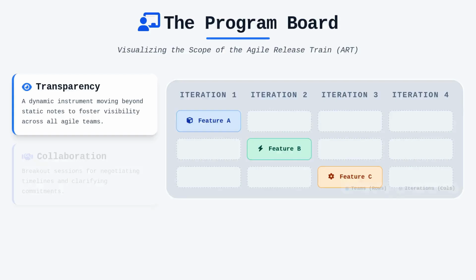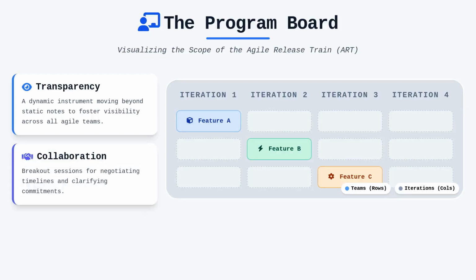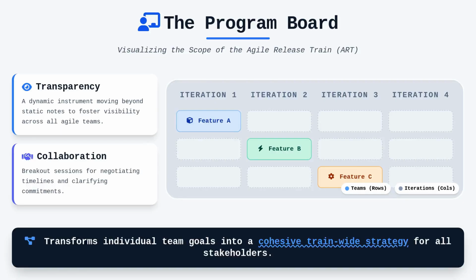This collaborative workshop, often held during breakout sessions, requires teams to negotiate timelines and clarify their commitments before finalizing the plan. The board transforms individual team goals into a cohesive train-wide strategy that stakeholders can easily interpret.